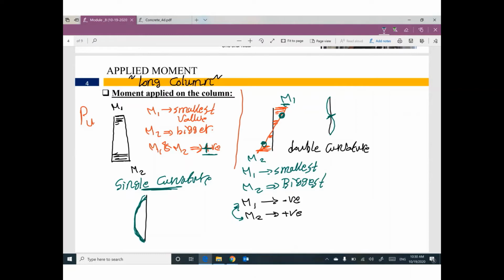We have a third case. You have a column without moment, but we have P ultimate. Hey guys, remember, we still have P ultimate here. I'm talking about P ultimate beside moment. In the third case, your column is long and we have P ultimate, but we don't have moment. For any reason, we don't have moment on this column.